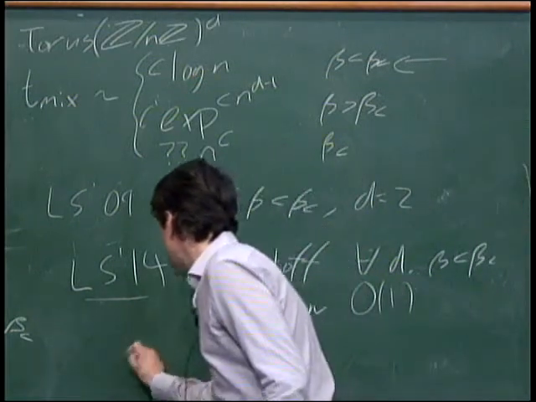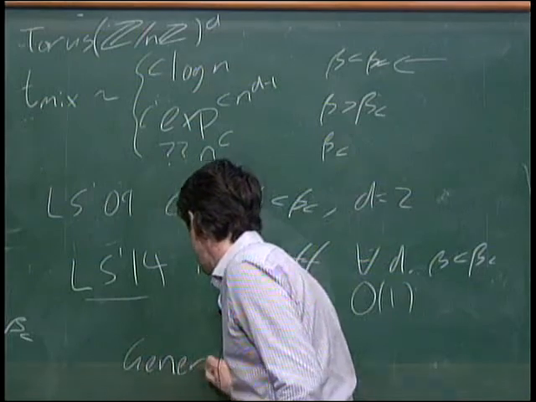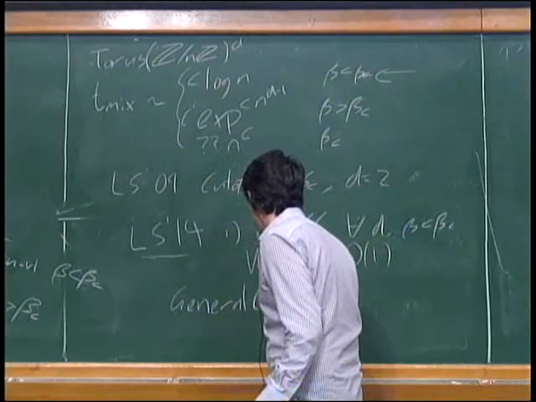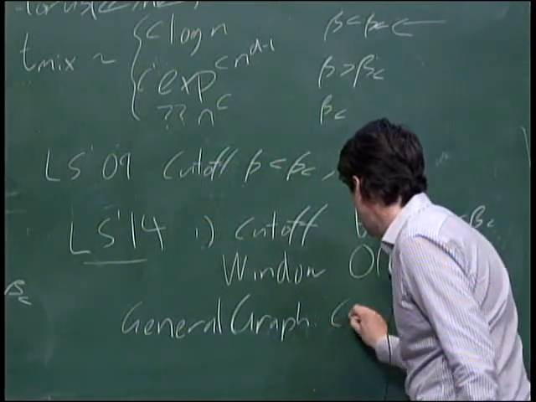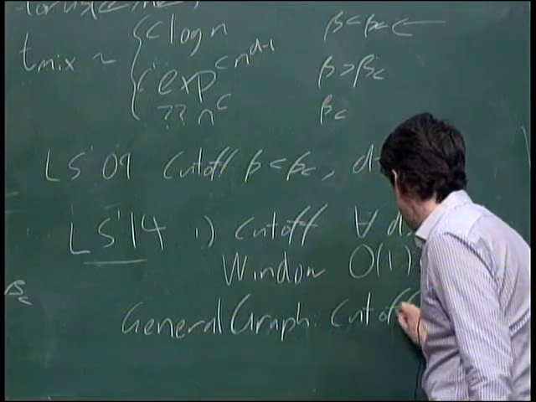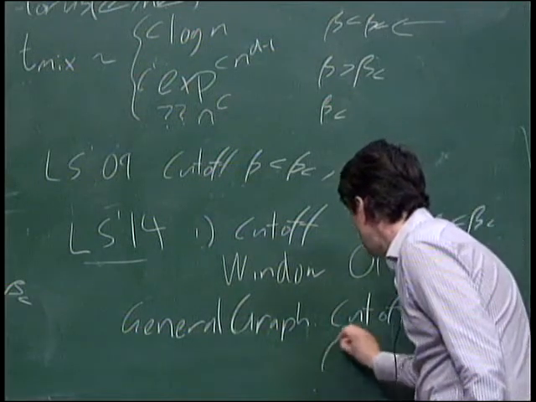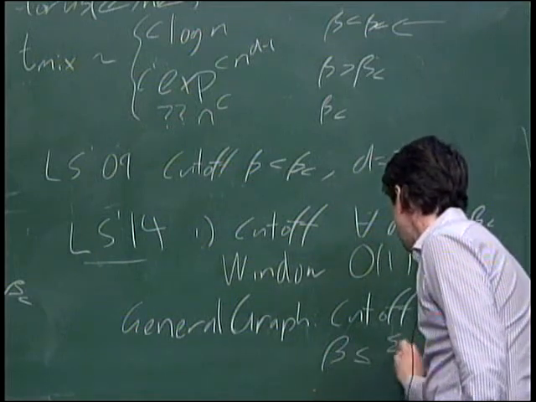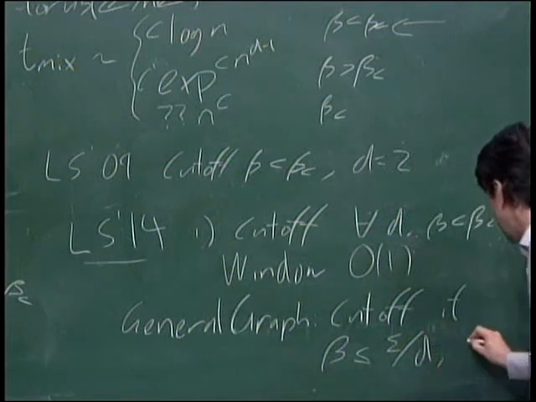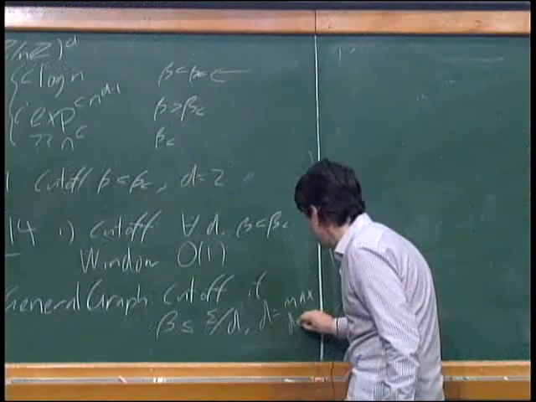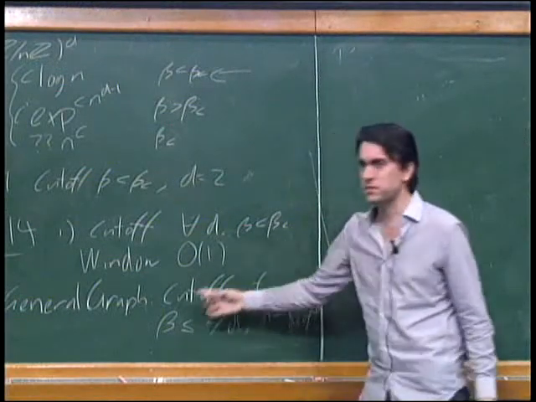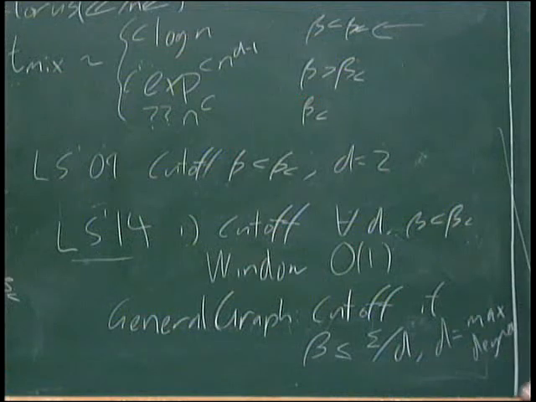So on a general graph, we have cutoff if beta is less than or equal to some epsilon over d, where d is the maximum degree. So as long as beta is sufficiently small as a function of the largest degree of the graph, then you have cutoff on any sort of growing sequence of graphs.